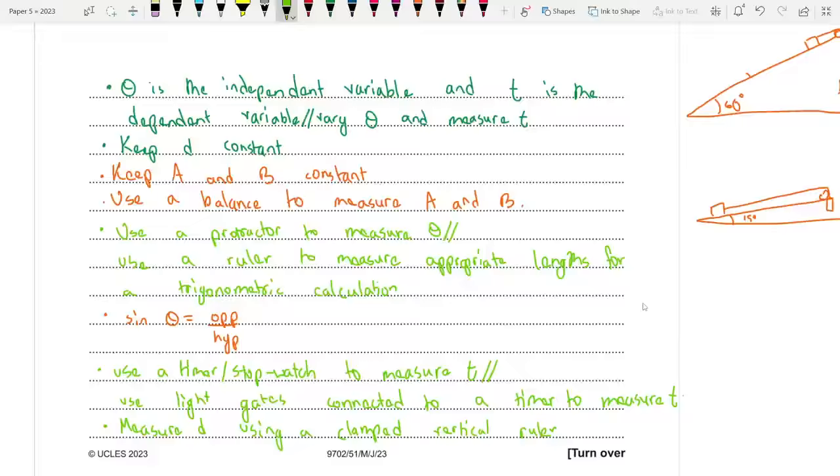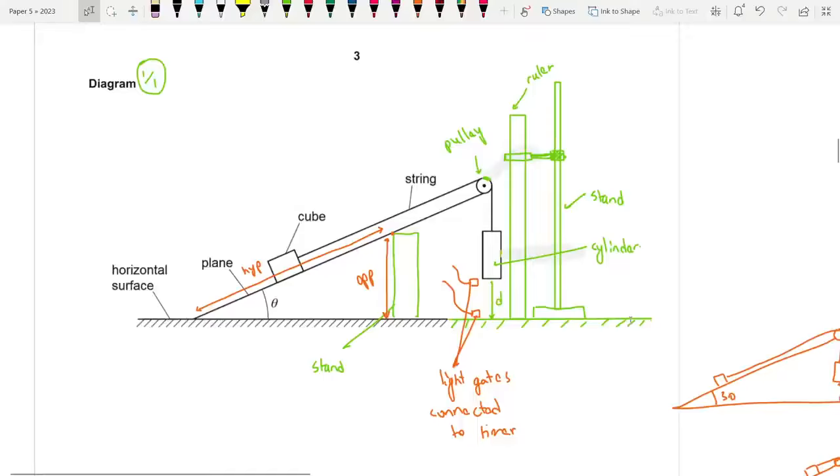Okay. Ruler to measure appropriate lengths for trigonometric calculation, and the sine theta part is additional detail. Use a timer or stopwatch to measure t, or light gates. Always remember, when you write light gates, you have to add connected to a timer with it. Okay. And we are going to measure d using a clamped vertical ruler, which we also show in the diagram. Okay, if you show it in the diagram, that is enough. So this is how it works. I just copied the diagram itself, and here you get the mark for labels and drawing the stand or a support for balancing the plane.